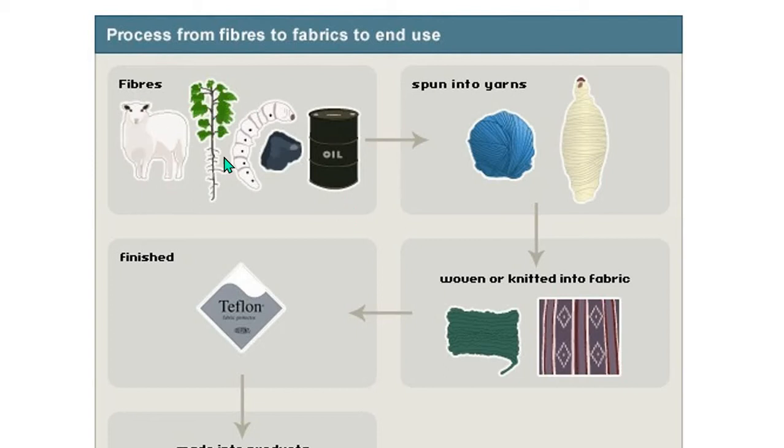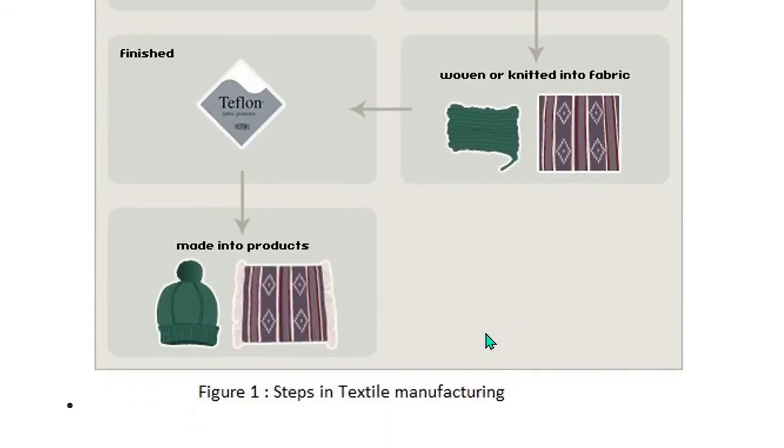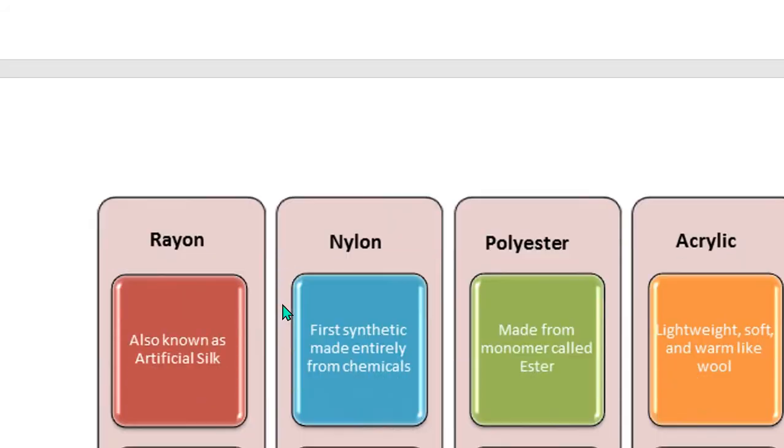Fibers are collected from sheep fur, plants, silkworms, coal, oil, and then they are spun into yarns, meaning threads are spun, and then woven or knitted into fabric. This is knitted and this is woven. And then it is made into a product and put to use.